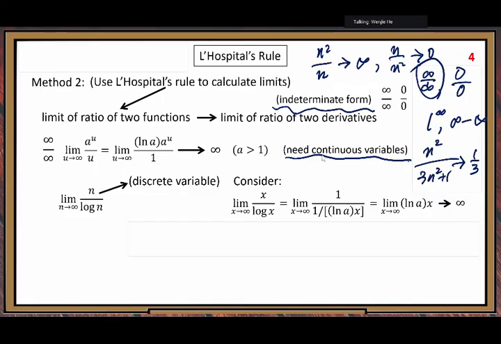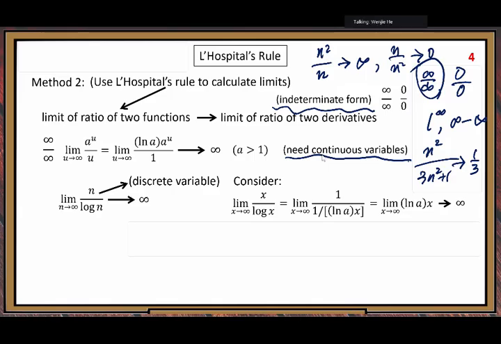By the definition of the limit in calculus. Based on the definition of the limit in calculus, we can say the limit of this original ratio with a discrete variable also equals infinity. Why? Let me explain. Based on the definition, we can make that conclusion.